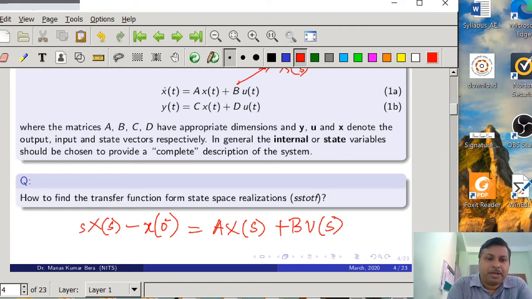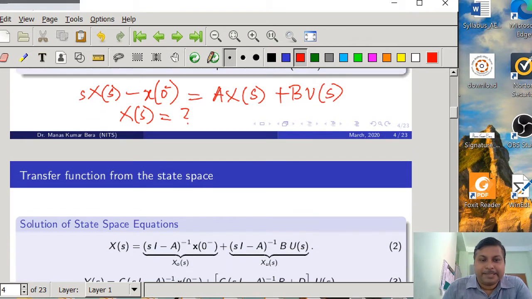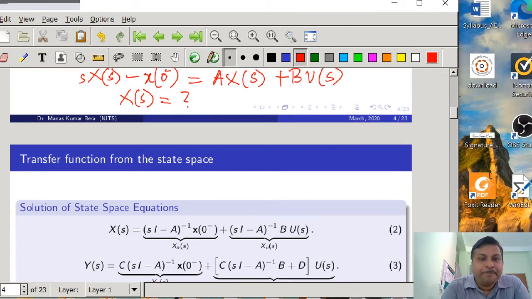So from here we will find out what X(s) will be equal to. Now this will be the expression of X(s): X(s) = (sI - A)^-1 x(0-) + (sI - A)^-1 B U(s).